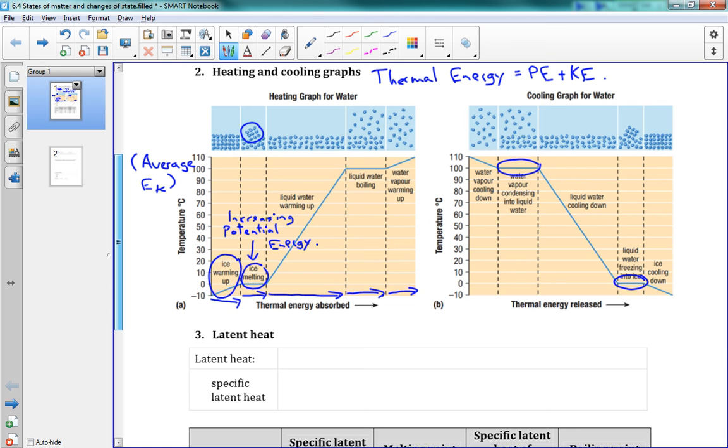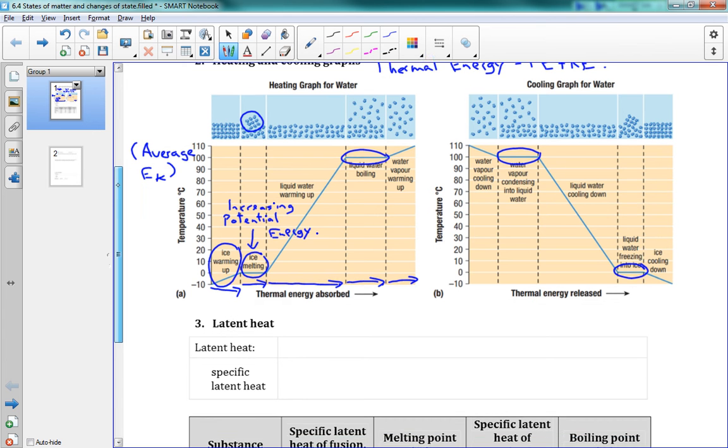All right. So that's what these graphs look like. It would be useful if you know how to interpret these graphs. When you see one, you should be able to look at this straight line and say, oh, I know what's happening. It's changing state. Okay, that's important.